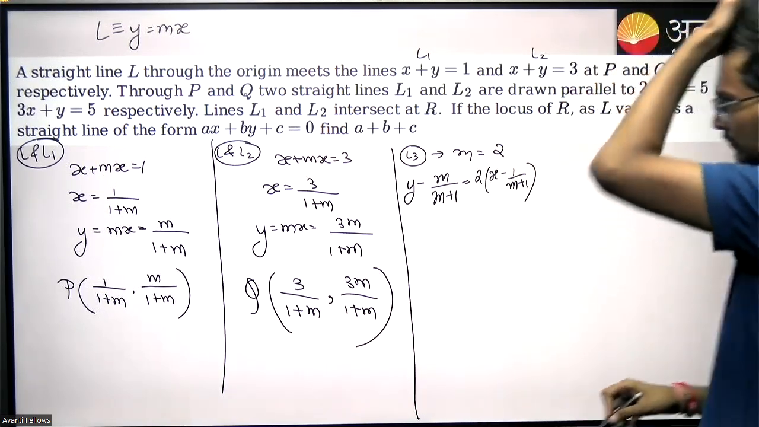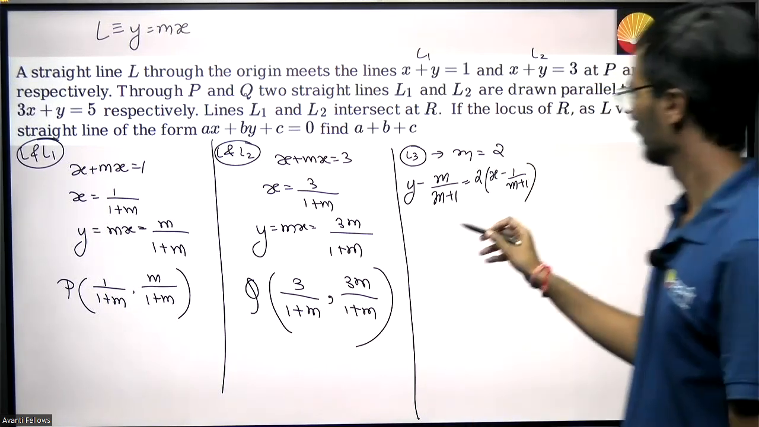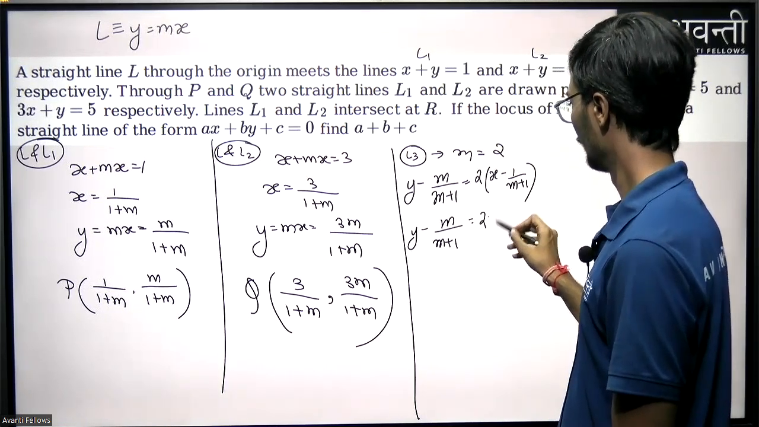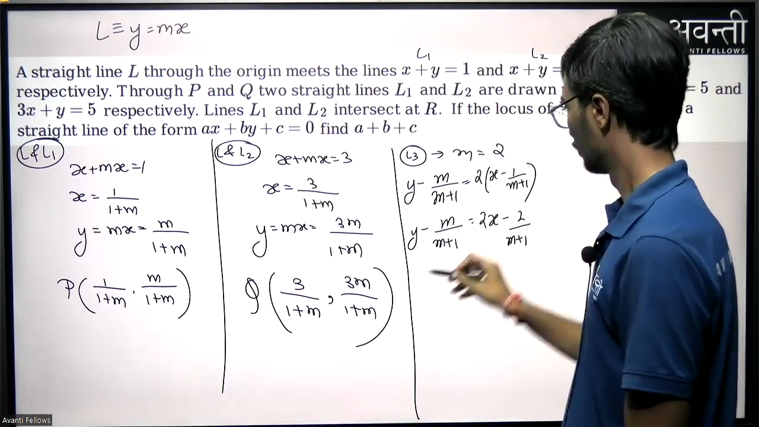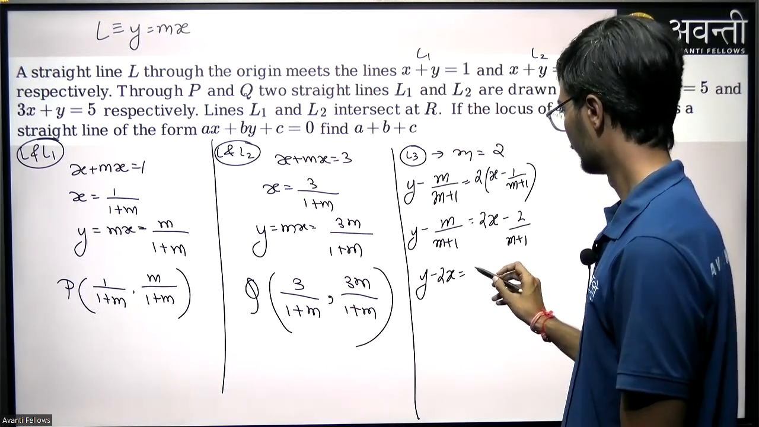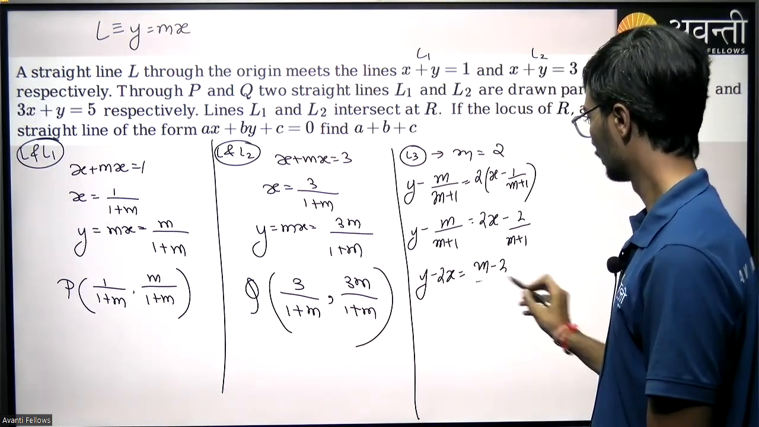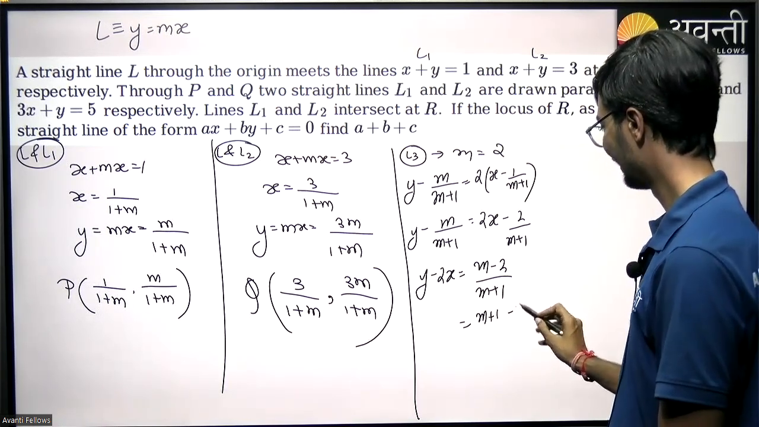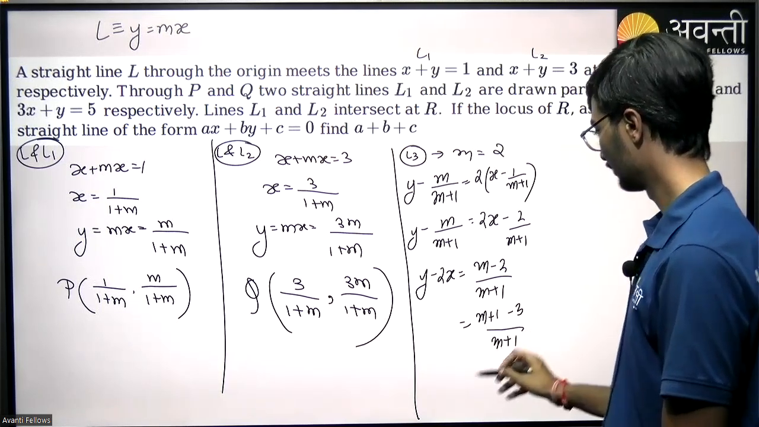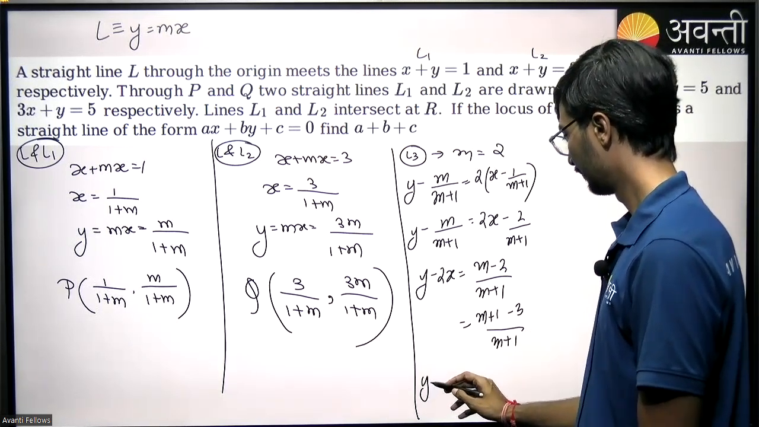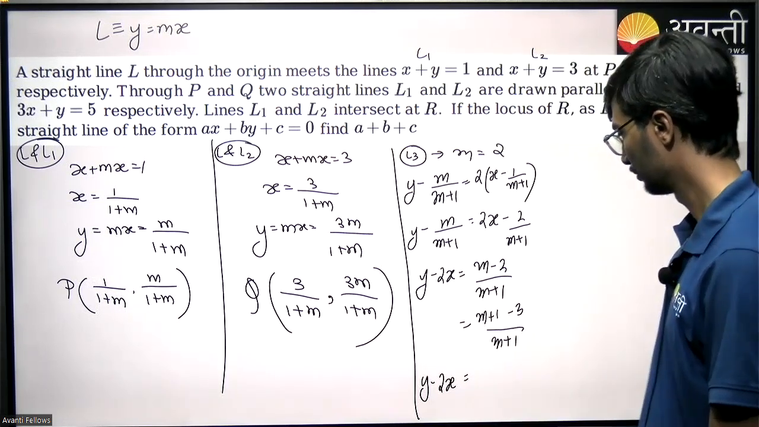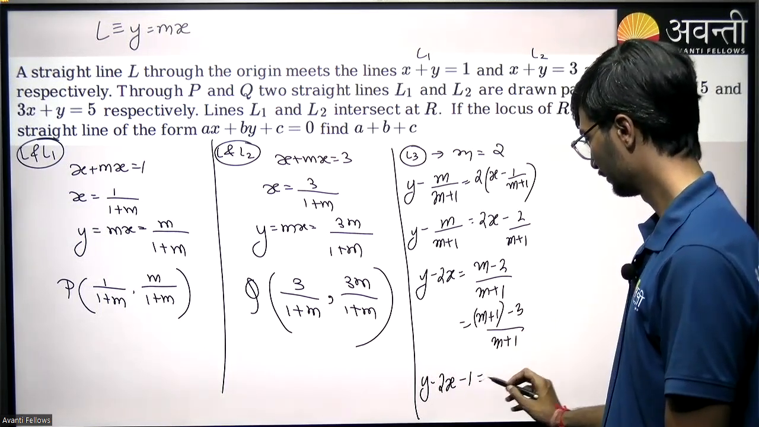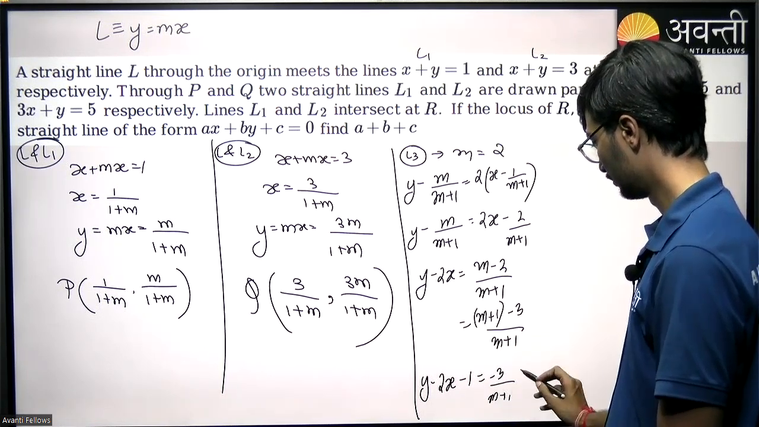So what will I get, guys? y minus m upon m plus 1 is equal to 2x minus 2 upon m plus 1. So y minus 2x is equal to m minus 2 upon m plus 1. I can write it as m plus 1 minus 3 upon m plus 1. So I can split it, right? So y minus 2x is equal to, if I split this, I'll get 1. So I'll take the 1 on the left hand side: minus 1 is equal to minus 3 upon m plus 1.